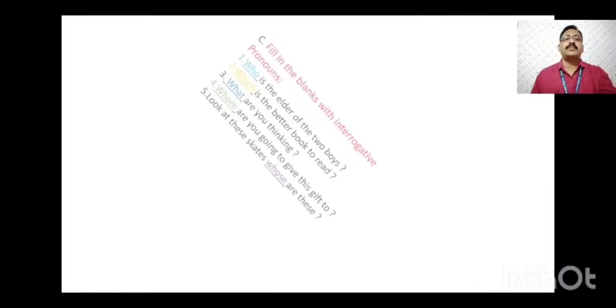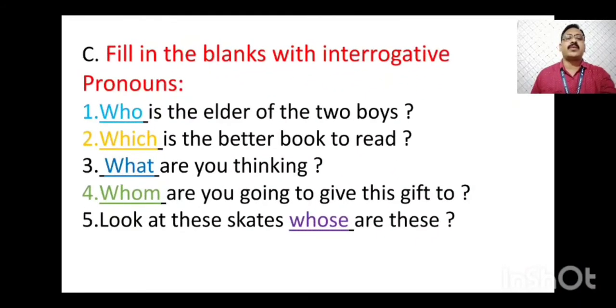Now part C, fill in the blanks with interrogative pronoun. We have to use an interrogative pronoun in this dash. Dash is the elder of the two boys. Who is the elder of the two boys? Second one, dash is the better book to read. Which is the better book to read? Third one, dash are you thinking? What are you thinking? Fourth one, dash are you going to give this gift to? Whom? Fifth one, look at these sketches. Dash are these? Whose are these? Here, in all these sentences we have added the interrogative pronoun to complete the sentence.